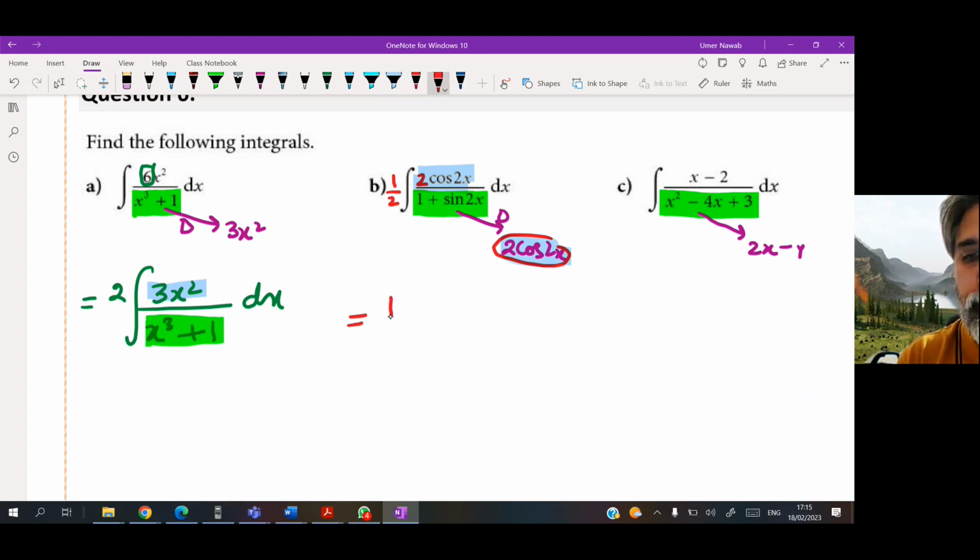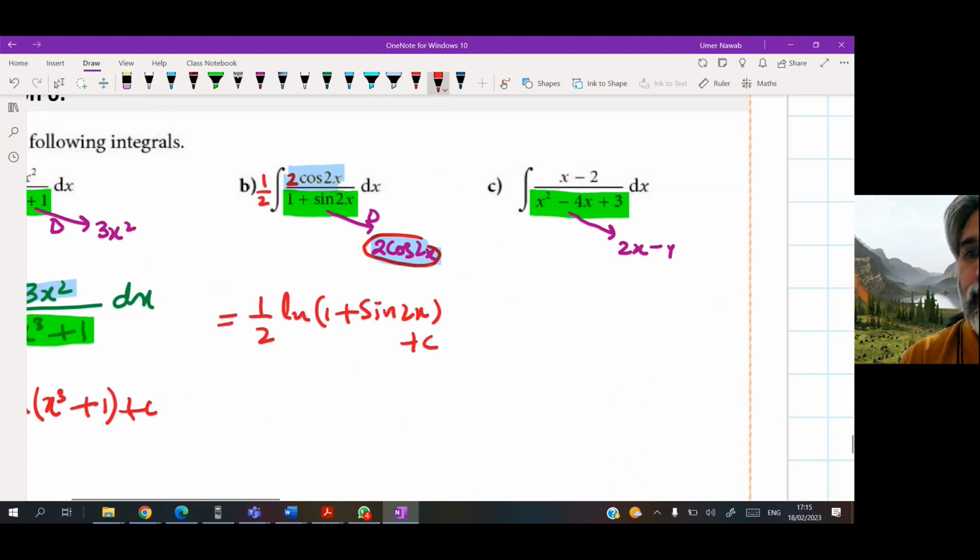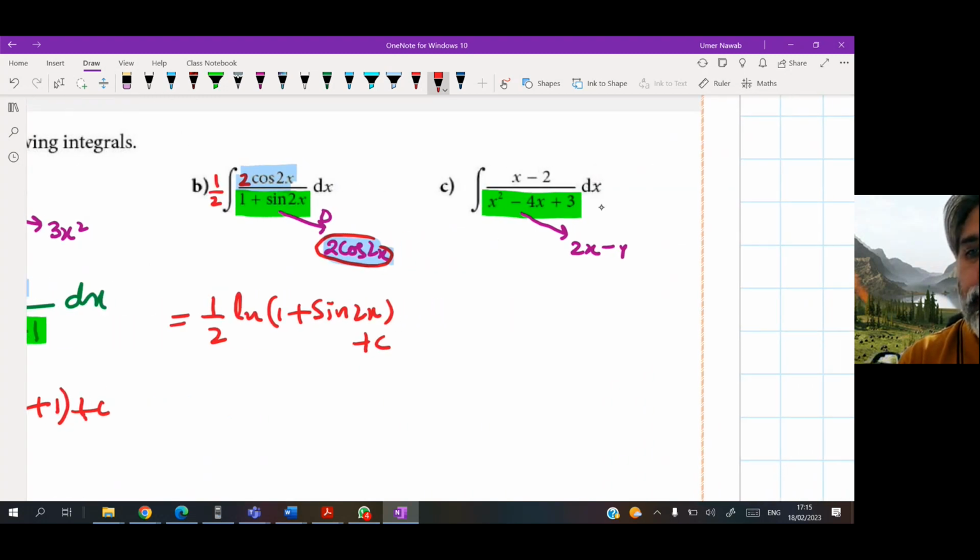So the answer is 1 over 2 ln of the denominator 1 plus sine of 2x, and here ln of x cubed plus 1 plus c. What do I need on the top? 2x minus 4. So divided by 2, so 2x, and this 2 will become 4. So it is equal to half ln of x squared minus 4x plus 3 plus c.